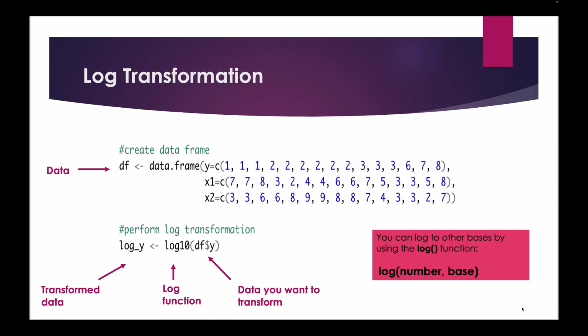But if you do want to transform your data to other bases, if you've read literature that has used a different base, you can do this on R using simply just the log function. So to do this, you just type log and then in brackets the number or data you want to transform, comma, and then whichever base number you want to transform the data to. So for example, 1, 2, 3, etc.